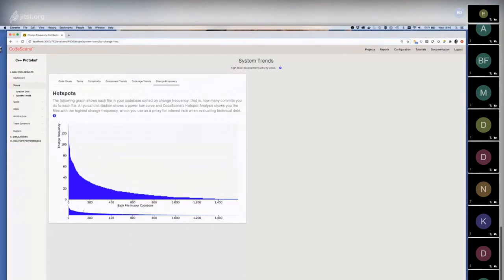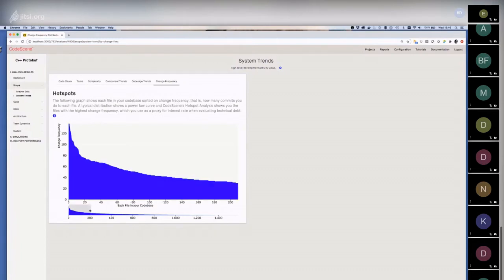So if you look at this graph, what you see here on the x-axis is each file in this code base. So each file in Protobuf, and those files are sorted according to the change frequency. How many changes, how many commits has the development organization done to that particular file? And the number of commits is what we see on the y-axis. So I can zoom in on a part of the application here.